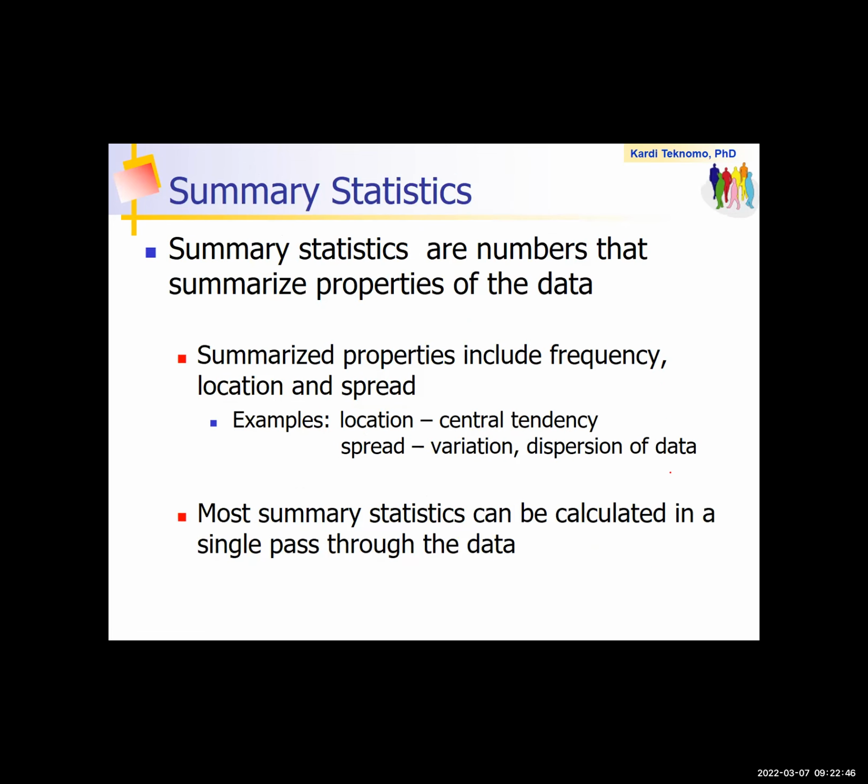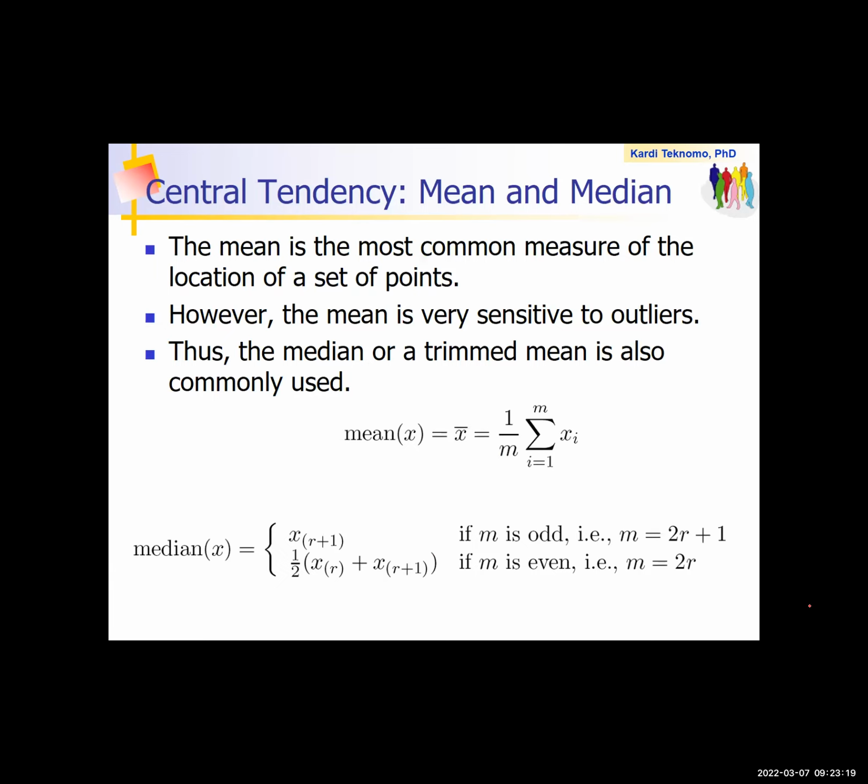Okay, so let's go to the first one, summary statistics. Summary statistics are numbers that summarize the properties of the data. So it will include the frequency, the location, and the spread. The location is called central tendency. The spread means dispersion or the variation of the data. Most summary statistics can be calculated in a single pass through the data. The most common central tendency is called the mean, or arithmetic mean. Basically, you sum all of your data and then divide by the number of data.